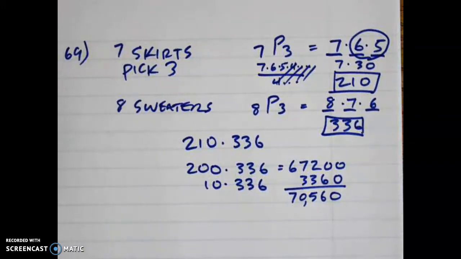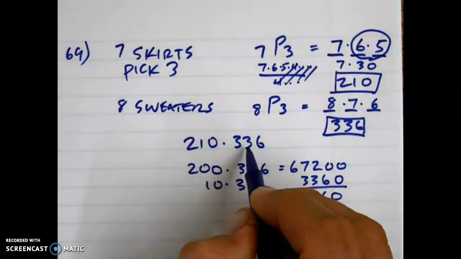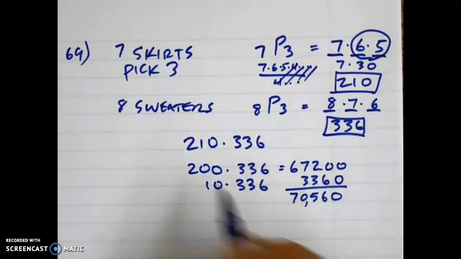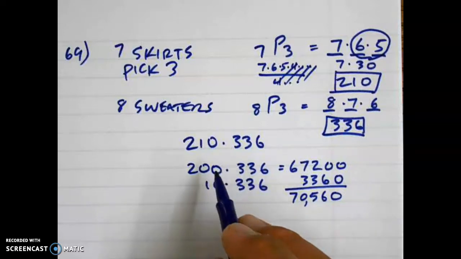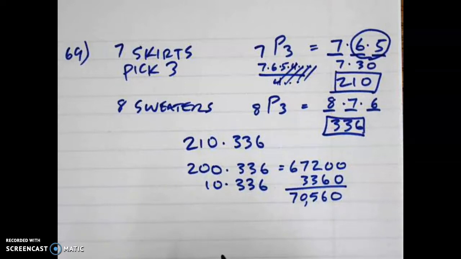How did I do what? 200 times 336 and 10 times 336. 200 times 336 is just doubling it. Just double this number and put 2 zeros at the end. And 10 times this is just putting a 0 at the end. And then you add them.